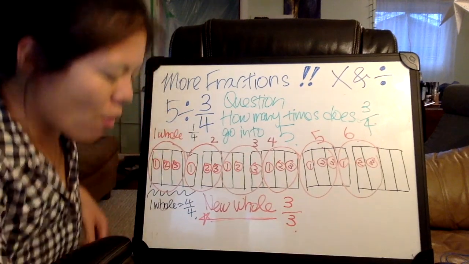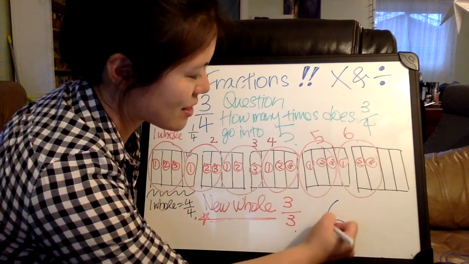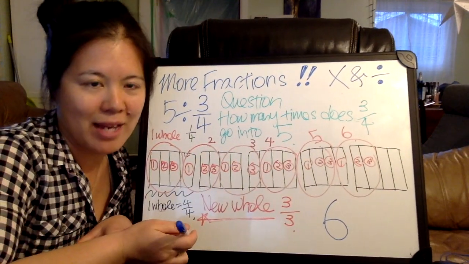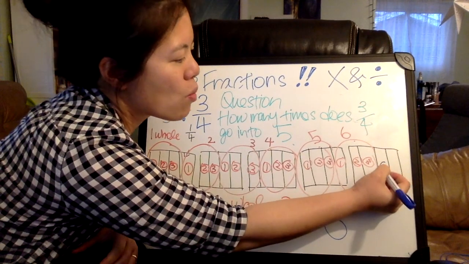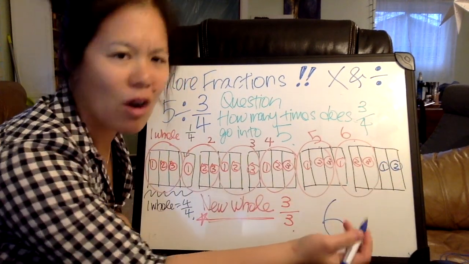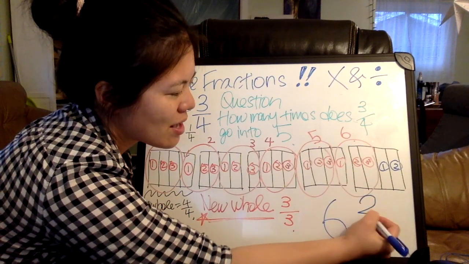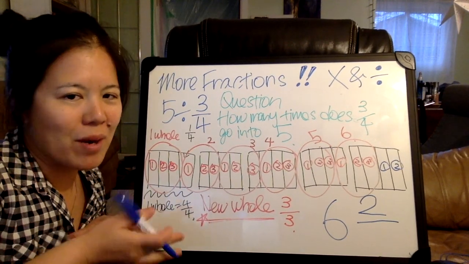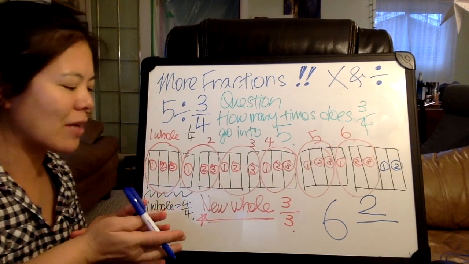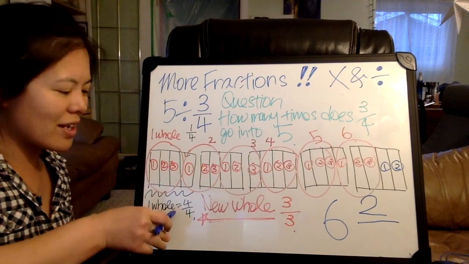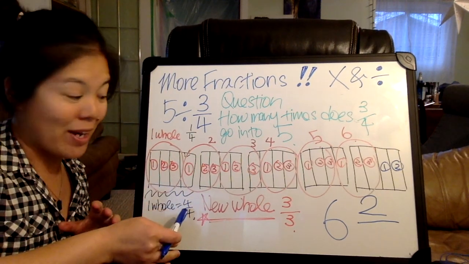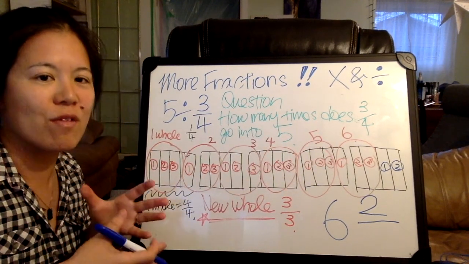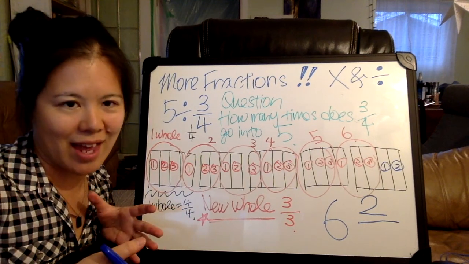So now I know that I have 6, but what about these 2 that I still have remaining? I can't make a whole because I only have 1 and 2 pieces. That means my numerator is going to be 2, but what about the denominator? I have 2 options. Initially, the first whole we started out with was 4 out of 4, but I said there's going to be a new whole when I start counting how many times 3/4 go into 5. So which one is it then?